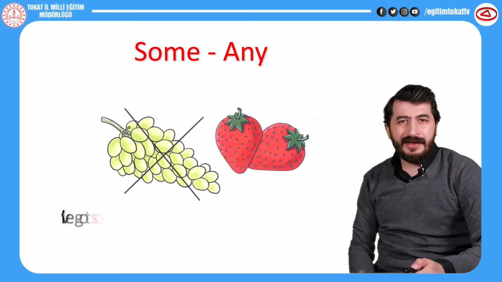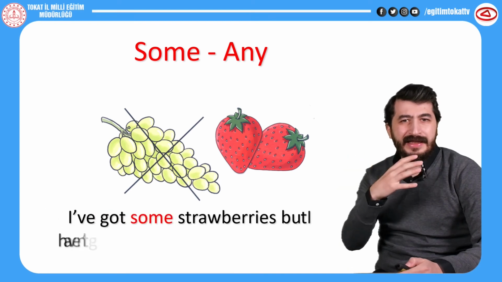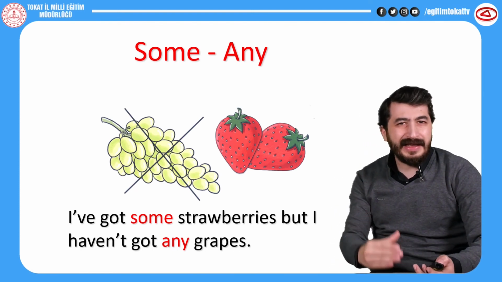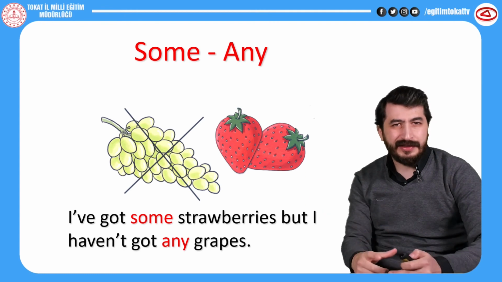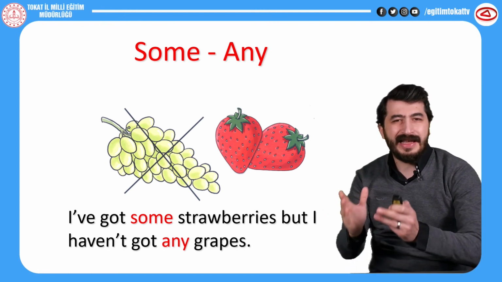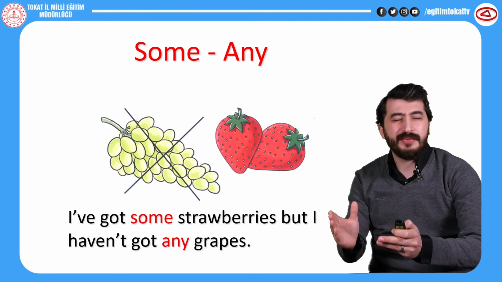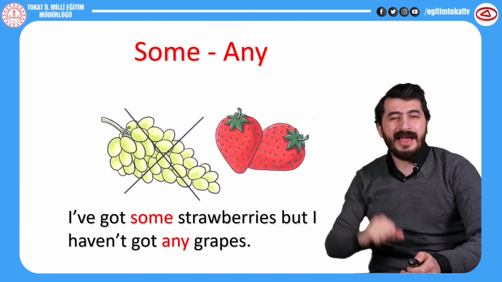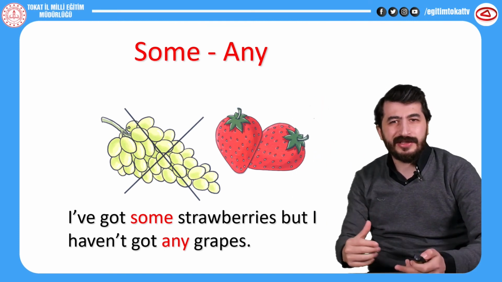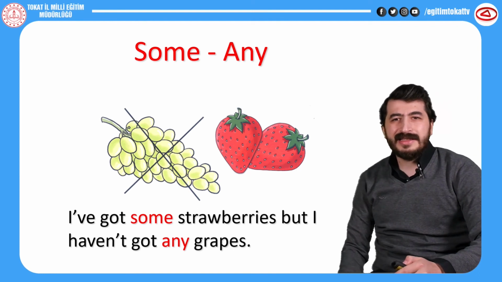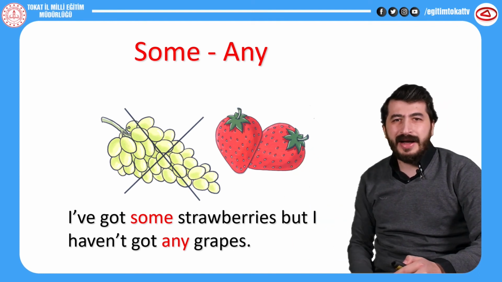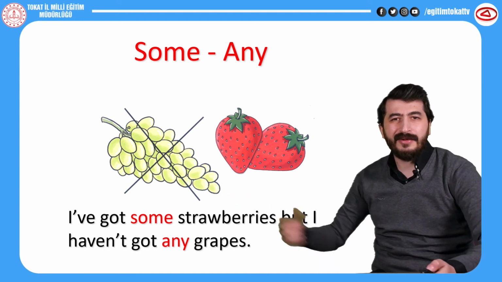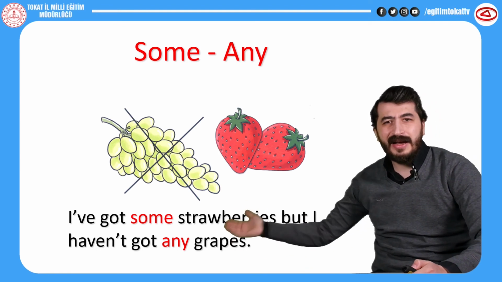Some and any. We learned some. What is any? Any used for some in negative and question forms, okay? Like some we use in active and, let's say, positive sentence, but in any we can say negative and question forms. I have got some strawberries, but I haven't got any grapes. No grapes. Any grapes. In negative sentence, I used any.